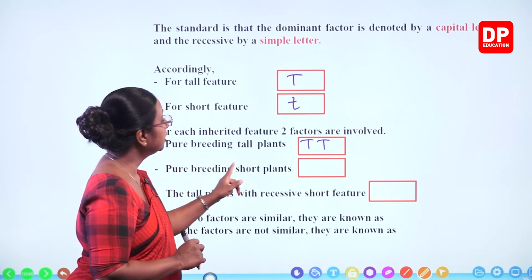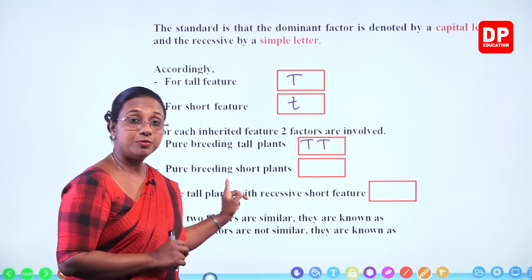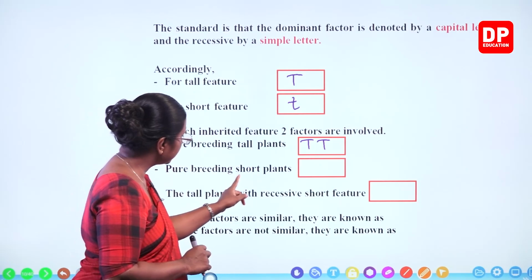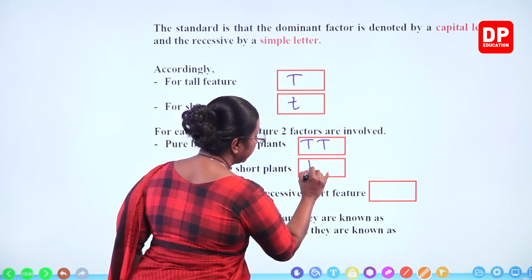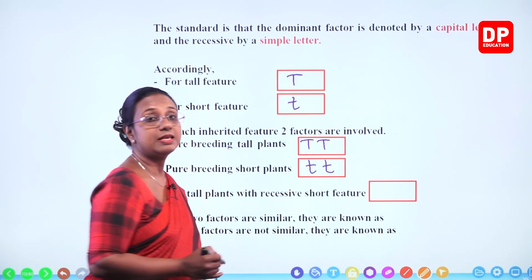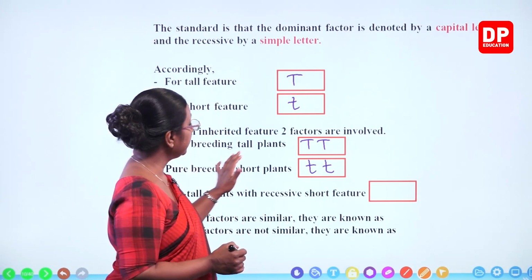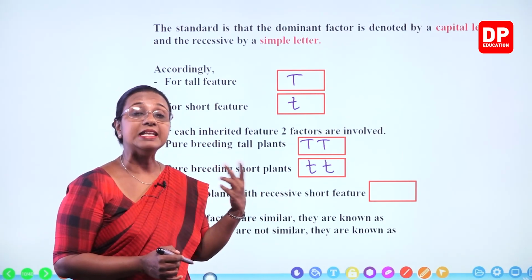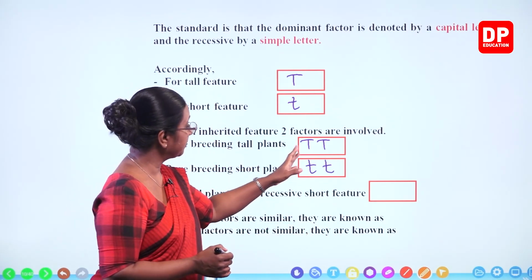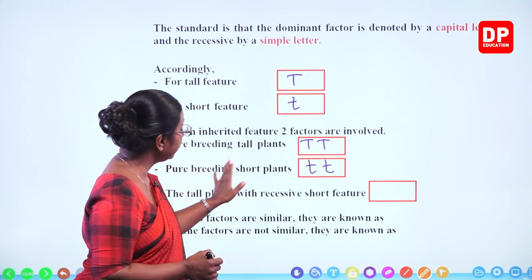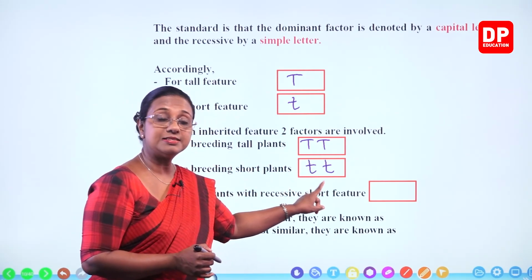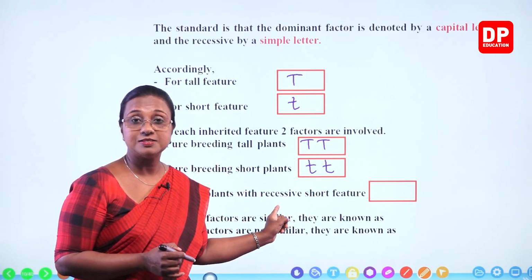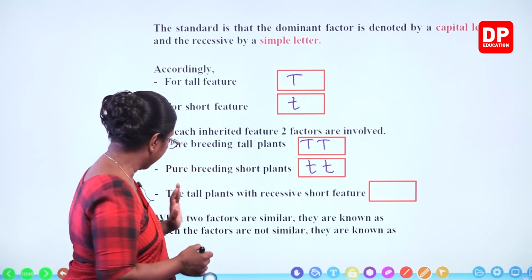Then pure breeding short plants. Again pure breeding, so both the factors have to be the same. Here it is the short plant. So we will be writing it as simple t, simple t. So pure breeding tall plants, capital T, capital T. Both factors are same and it is the dominant character. So capital T, capital T. Pure breeding short plants, both factors are same, simple t, simple t. Simple because it is the recessive character. You have to remember that.